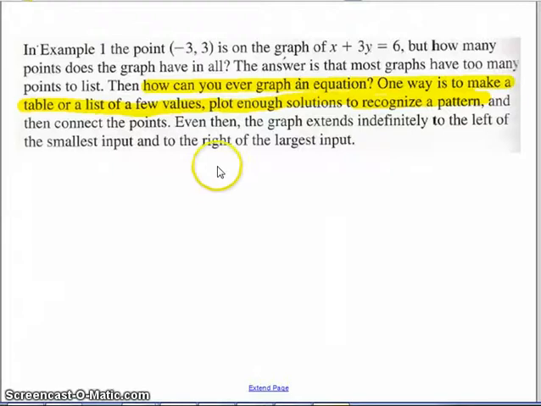Okay, all I want to talk about in this video is what I've highlighted here. So how do you actually graph an equation? Well, one way to do it, and this is where we're going to start with this chapter, is like we've done before, to make a table or list of values and plot enough solutions that you can at least see a pattern, and you can decide if there's a line there or some other shape. So that's what we're going to talk about doing, creating enough values that I can plot enough points from a table that I can see a pattern.